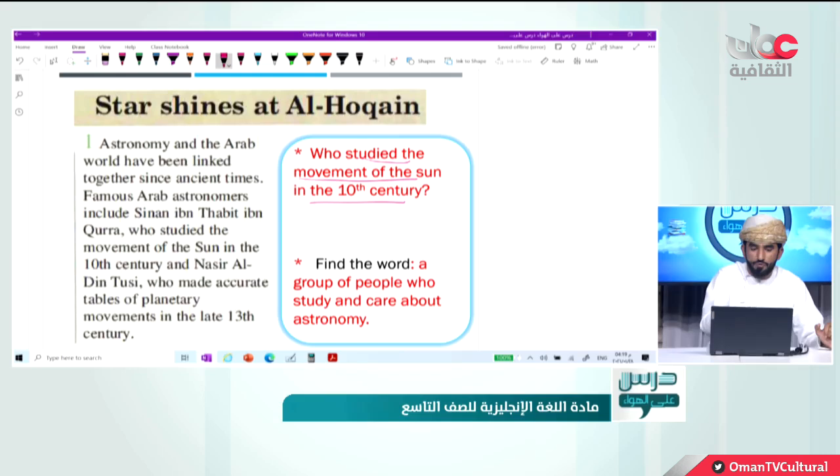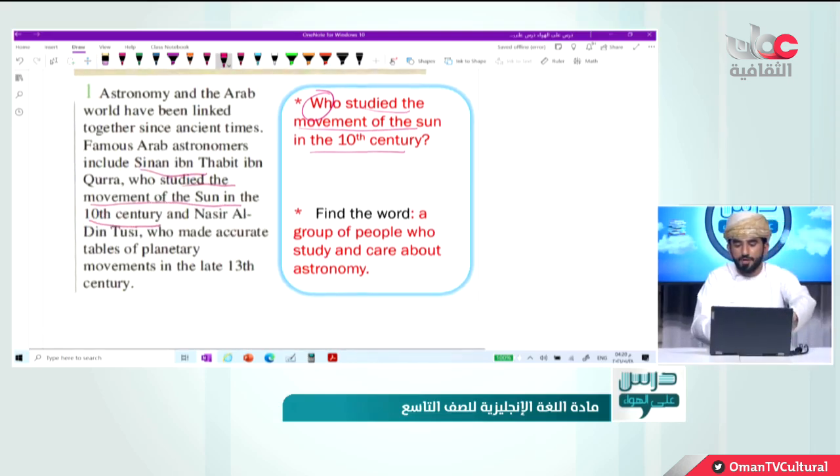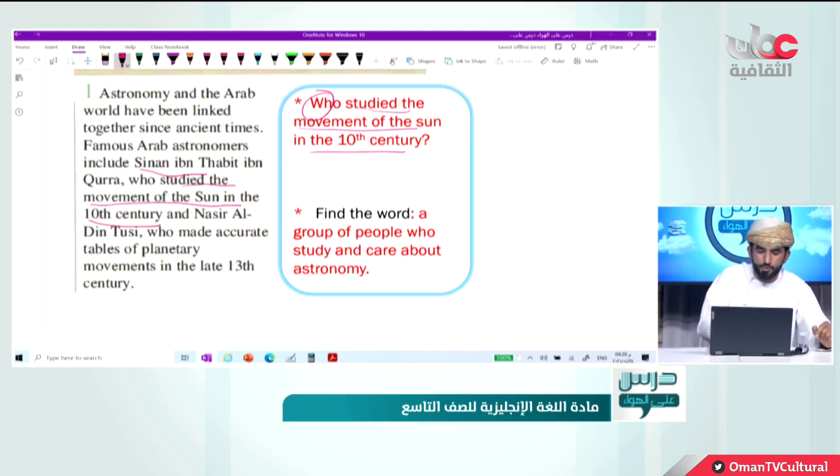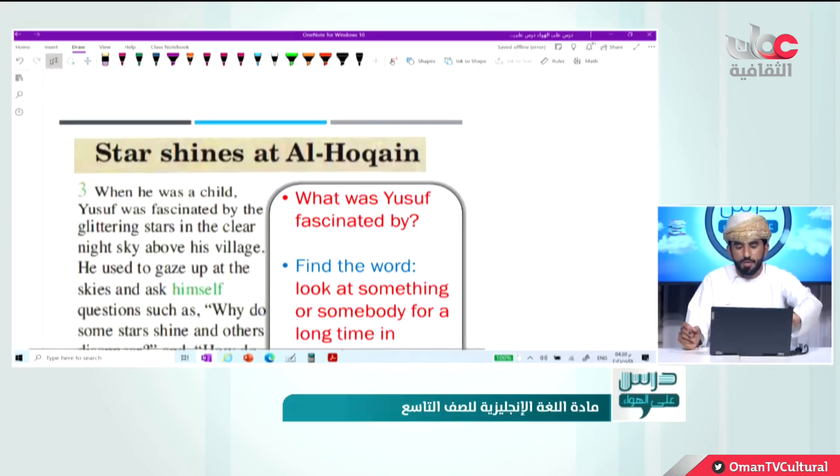Very good. Where can we find it? Exactly. Thank you. In this one, studied the movement of the sun in the sky. So who? We're talking about a person. Give me just 1 minute, please. We're talking about a person. So who? Sinan. Exactly. Find the word: a group of people who study and care about astronomy. We named them last week. What are they called? Astronomers. Exactly. Which one? Here it is. Very good.